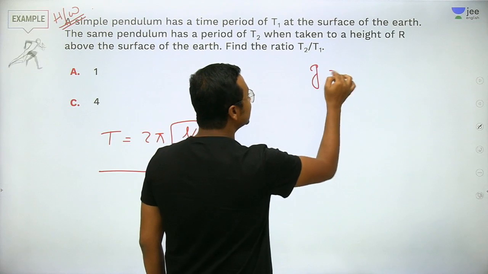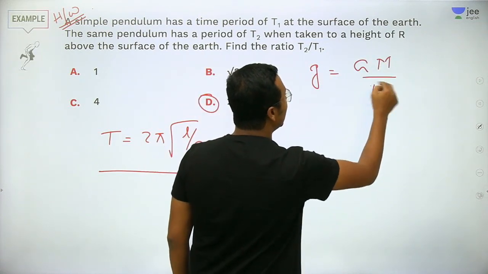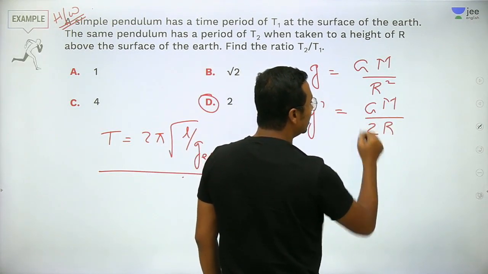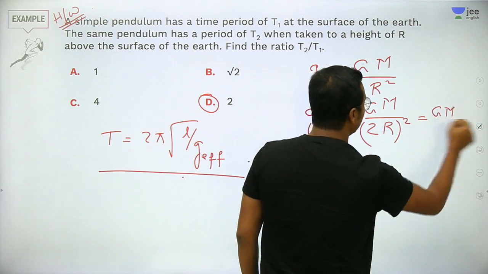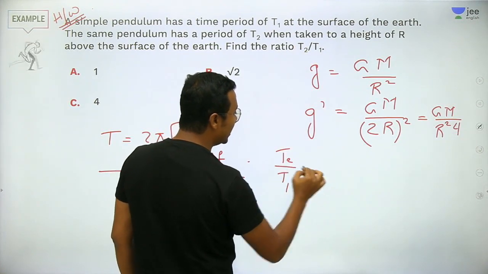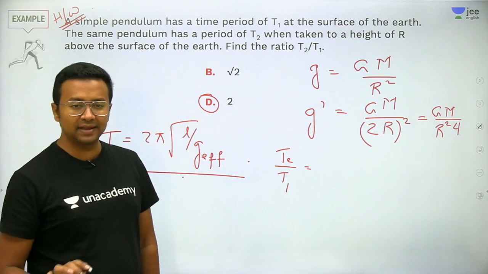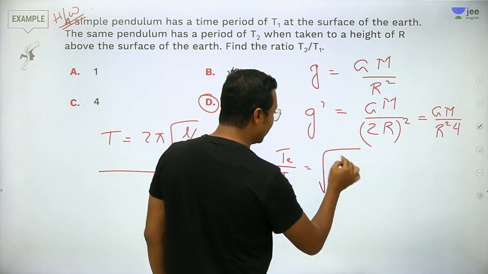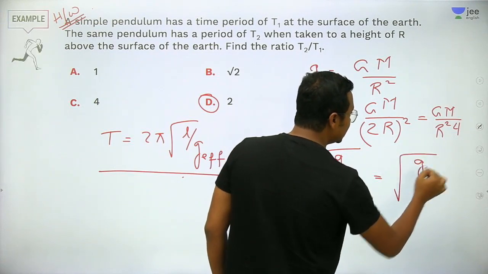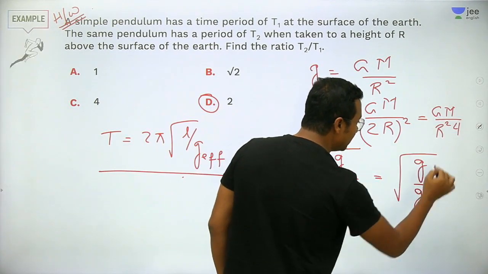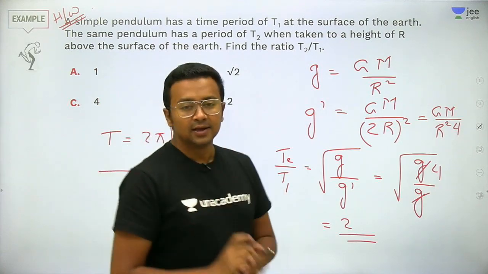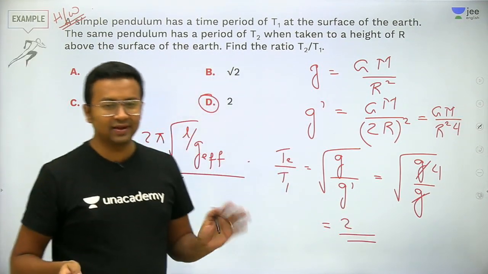See, g is given as GM upon R square. Very simple. g dash will be GM upon 2R whole square, that will be GM upon R square into 4. So T2 by T1 will be, now the length of the simple pendulum is going to remain the same, right? So this will be equal to root of g upon g dash. g is g, g dash is g by 4, so g will cancel. This will be equal to 2, option D. Fine, no problem with this particular question also. All right, very simple it was.